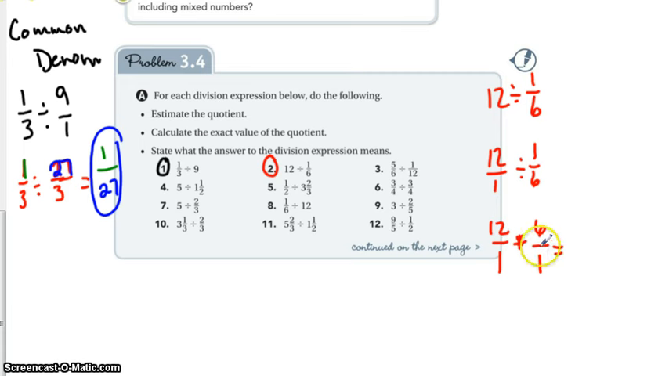And then we multiply the numerators together. So 12 times 6 is 72. 1 times 1 is 1. And then we reduce and simplify, so that would equal 72 over 1. So 12 divided by 1/6, we'd have 72. All right, and what that means is there would be 72 sixths in 12 wholes.